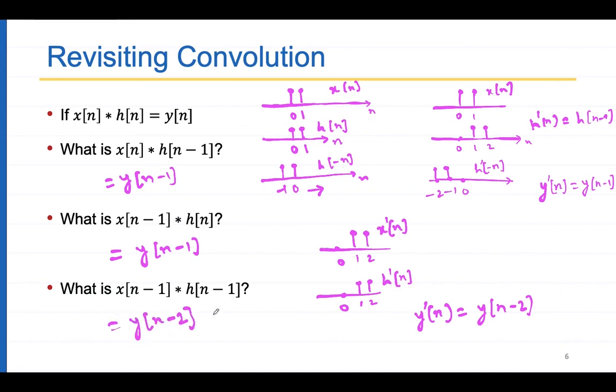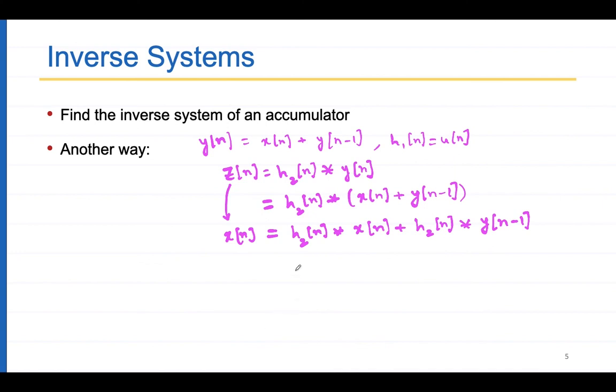So you can derive a general form. The general form is x of n minus nx convolved with h of n minus nh is equal to y of n minus nx minus nh. This is your general form. Using this formulation, now let's go back to our inverse systems problem.